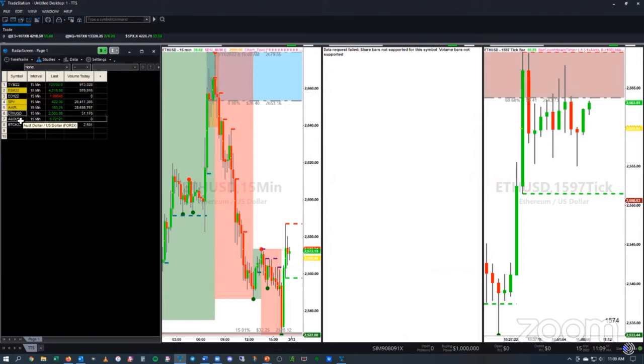But you can get the share bars on the futures. So that's one thing you'll have to understand if you're going to lean toward using share bars. In those cases, you would have to consider using tick.